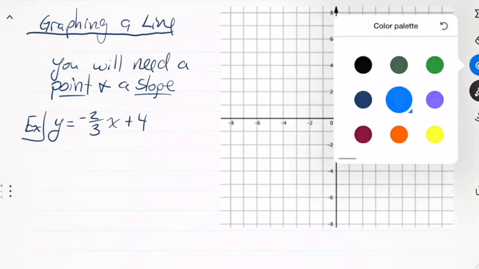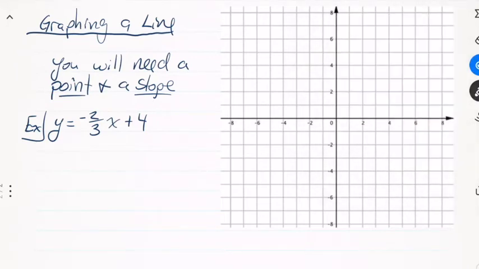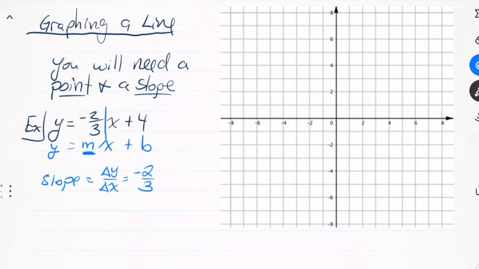So when we're looking at y equals negative 2/3 x plus 4, it harkens back to this general equation of a line, y equals mx plus b. And the coefficient of x is the slope. So the slope of this line, which can be written as change in y over change in x, is equal to negative 2/3, because negative 2/3 is the coefficient, or the number sitting in front of x.